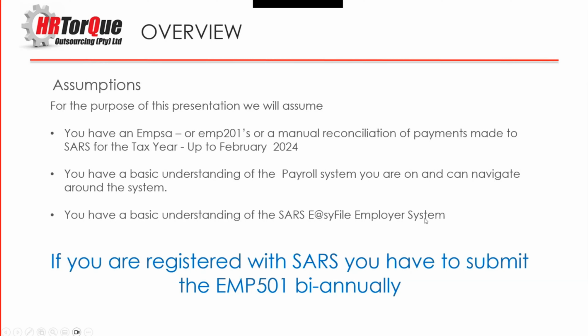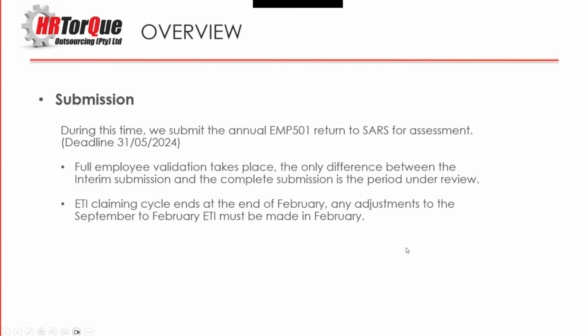Okay. Bottom line, if you're registered with SARS, you have to submit the EMP501 biannually, and this one is the annual submission. We're currently doing the annual submission. Our deadline is the end of May this year. Just remember, if you've been on any of these before, we've spoken ad nauseum about ETR. So please remember your ETR period ends at the end of February. If you need to make any adjustments, it has to be done within that tax year, and it can only be from the September of the previous year to the February of the current year. So it's just something to keep in mind.